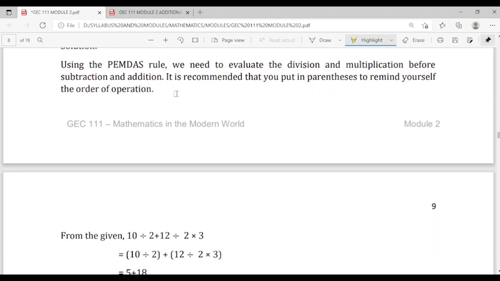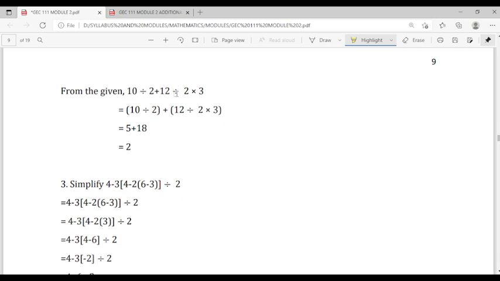Another: 10 divided by 2 plus 12 divided by 2 times 3. So, we can group the problem. We have the 10 divided by 2 and then 12 divided by 2 times 3. The addition operation comes last. So, we have 5, then 12 divided by 2, 6 times 3, we have 18, then add them, we have 20. It should be 20, the answer.